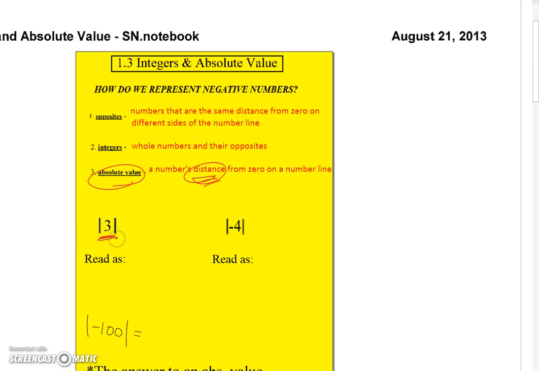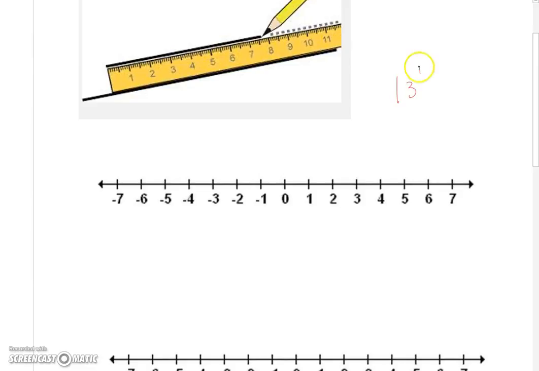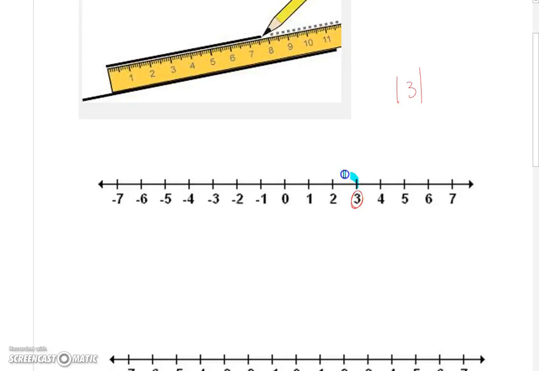So this is the absolute value of 3. This is the absolute value of negative 4. So let's take the absolute value of 3. So we're saying basically what is the distance 3 is from 0 on the number line. Okay, so let's take a look at the number line. What is the absolute value of 3? Well, if we look at 3, how far away is it from 0? Well, here we go. It's 1, 2, 3 spaces away from 0. So the absolute value of 3 is 3.